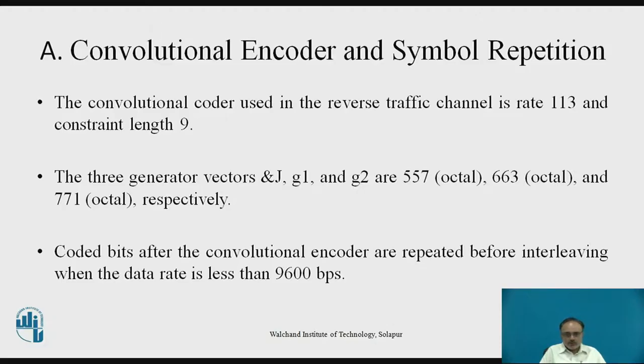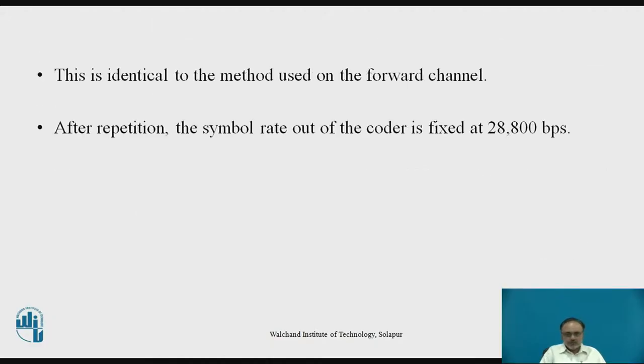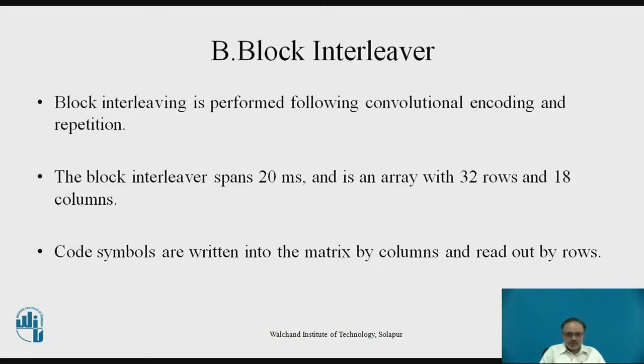The coded bits after the convolutional encoder are repeated before interleaving when the data rate is less than 9600 bps. The interleaving method is carried out to adjust the data rate to 9600, which is identical to the method used on the forward channel. After repetition, the symbol rate out of the encoder is fixed at 28800, achieved by using the convolutional encoding and the repetition.